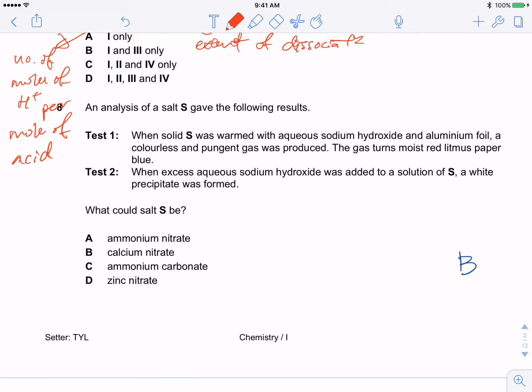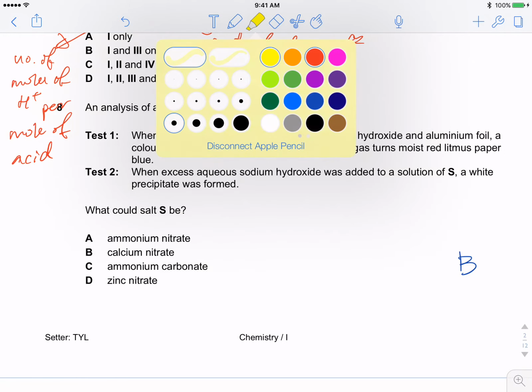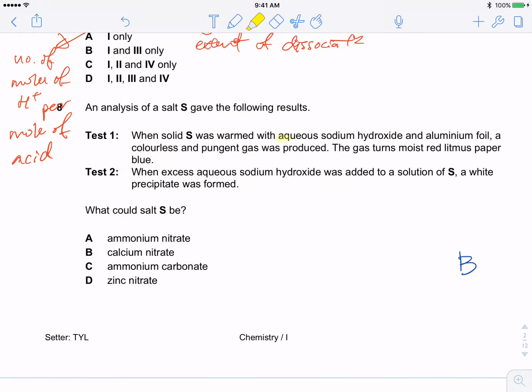Question 8. An analysis of salt S gave the following results. When warmed with aqueous sodium hydroxide and aluminium foil, ammonia is evolved. So this solid S could contain ammonium, or it could contain nitrates. Okay, let's see the other options.